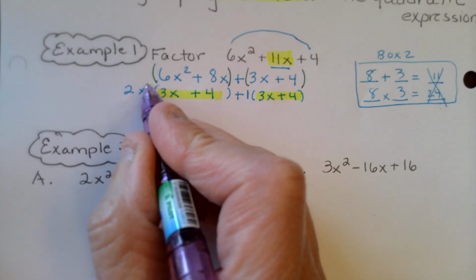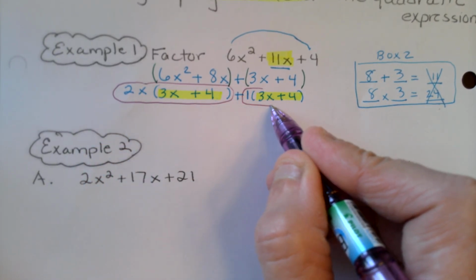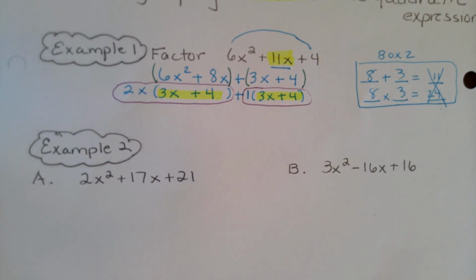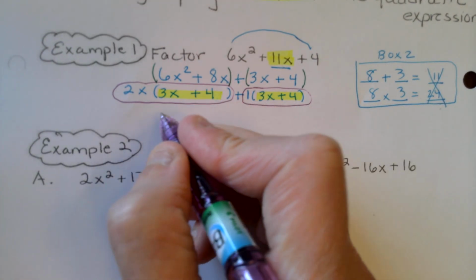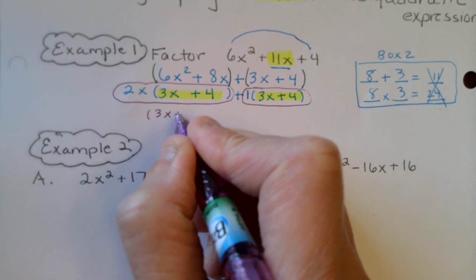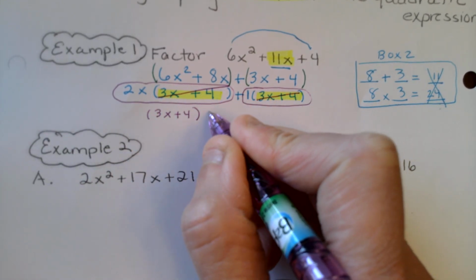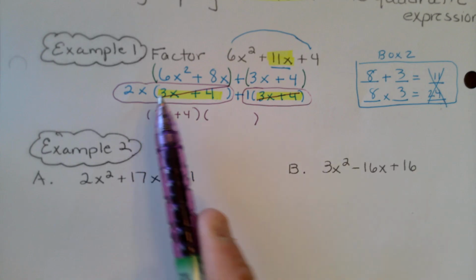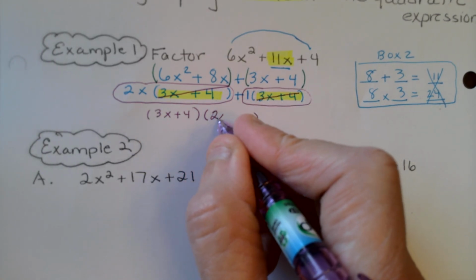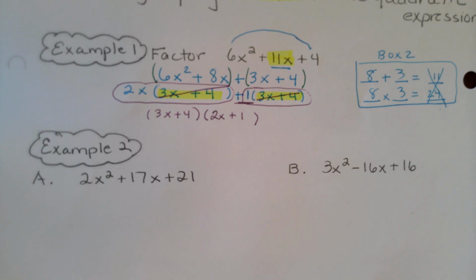I want you to view this like we have two big terms. So we have that and we have that. And it's like I'm factoring it, just like with grouping. So I have a 3x plus 4 in both of those. So I'm going to take the 3x plus 4 out front. And then you write in the second parenthesis what you have left. So what do you have left? You have 2x plus 1. And there you go.